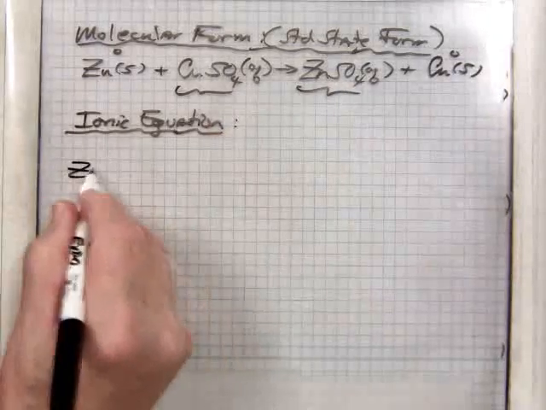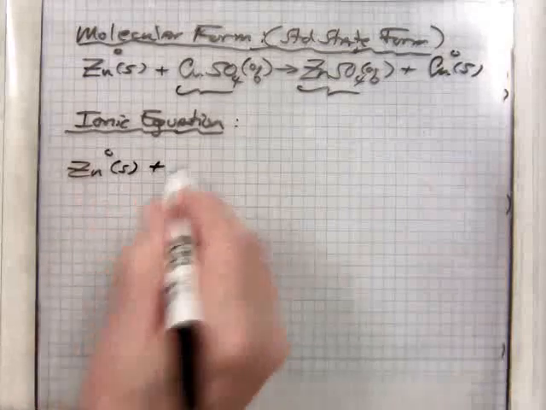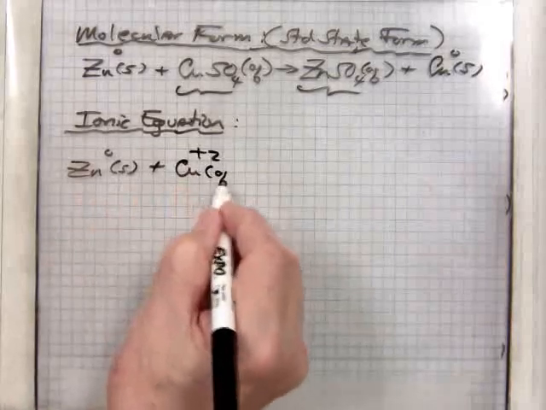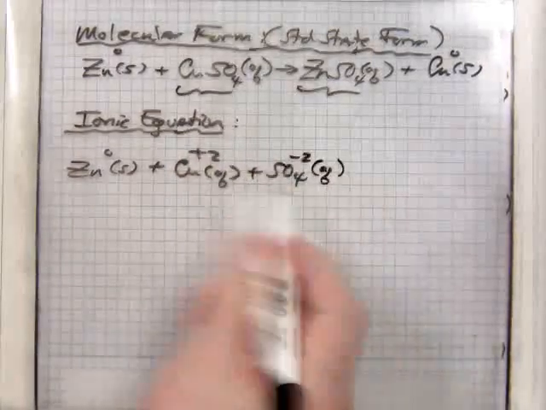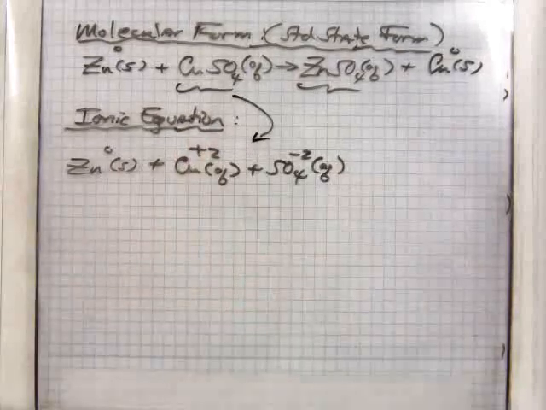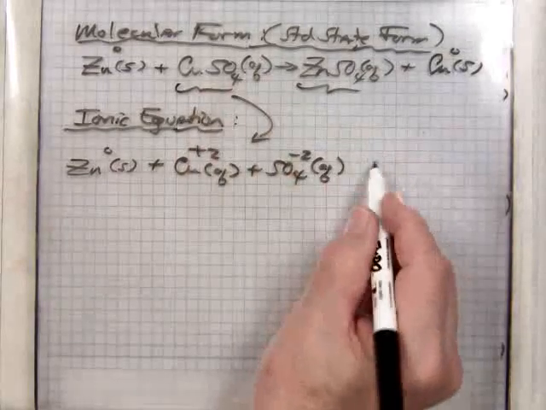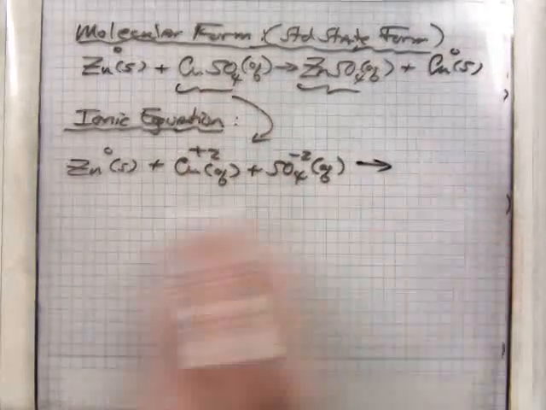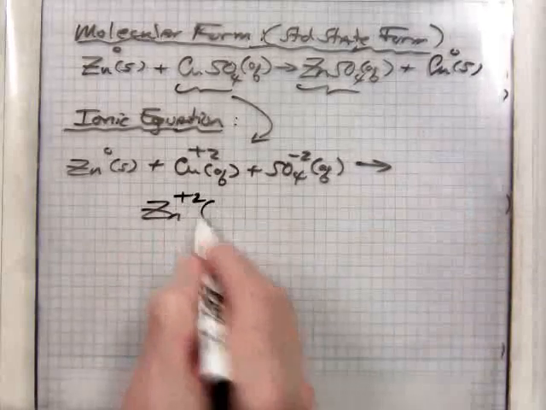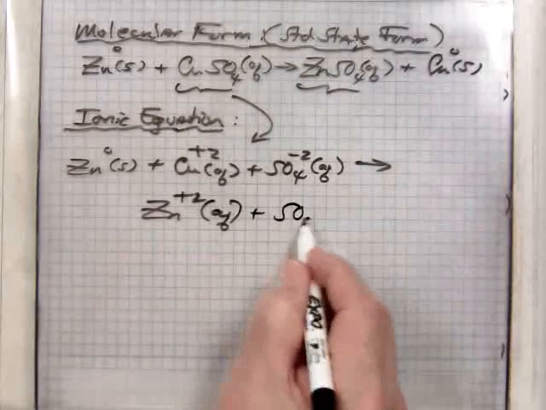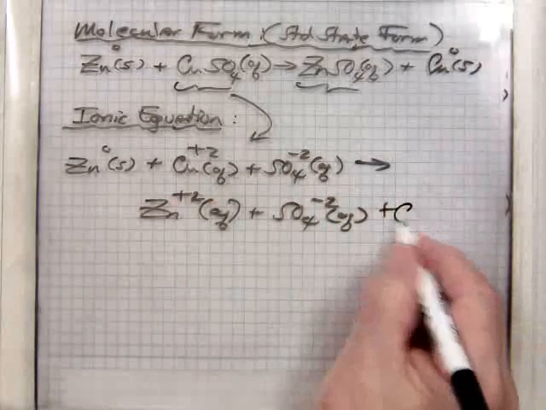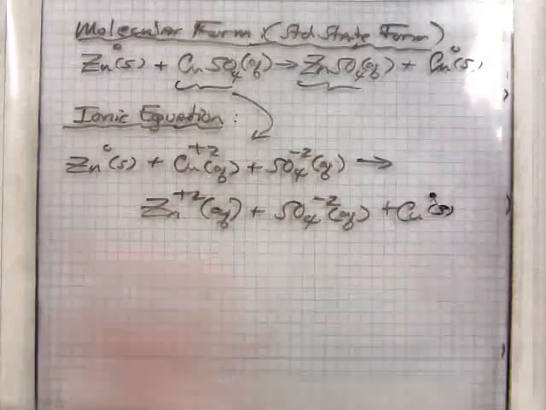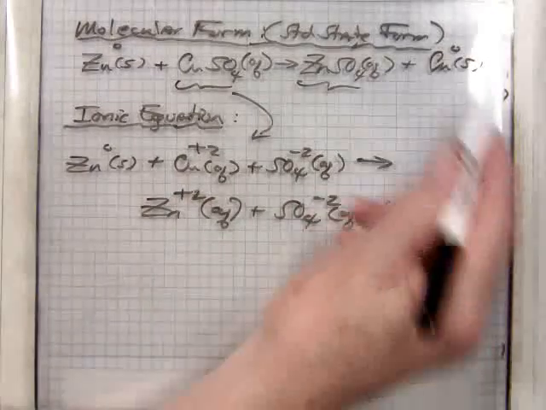So we can write this plus copper +2 and put aqueous on that, plus SO4 -2 aqueous, and see how I split those out into that form and show them in that designation like that. And this of course goes to zinc +2 aqueous plus sulfate -2 aqueous, and then I finish the notations with copper solid, which is the reduced form, which is the outcome down here.